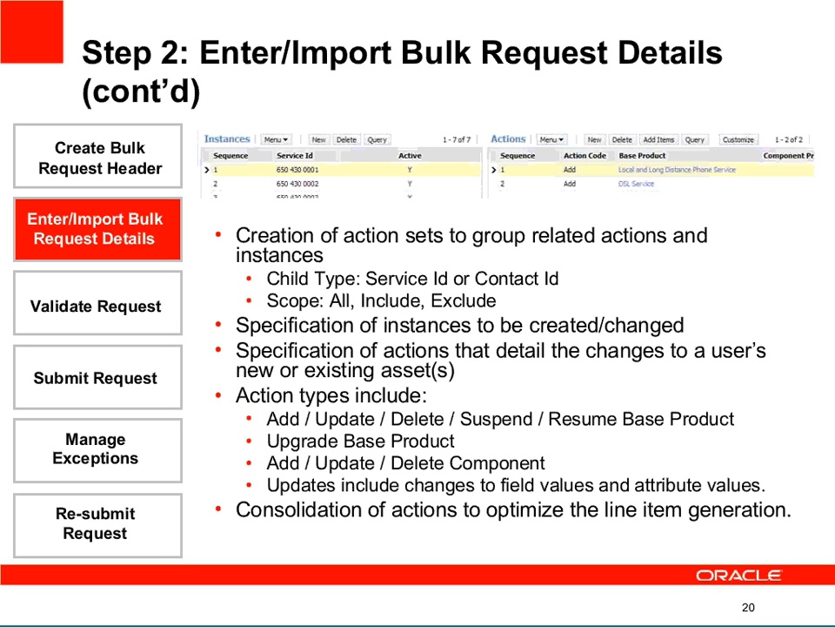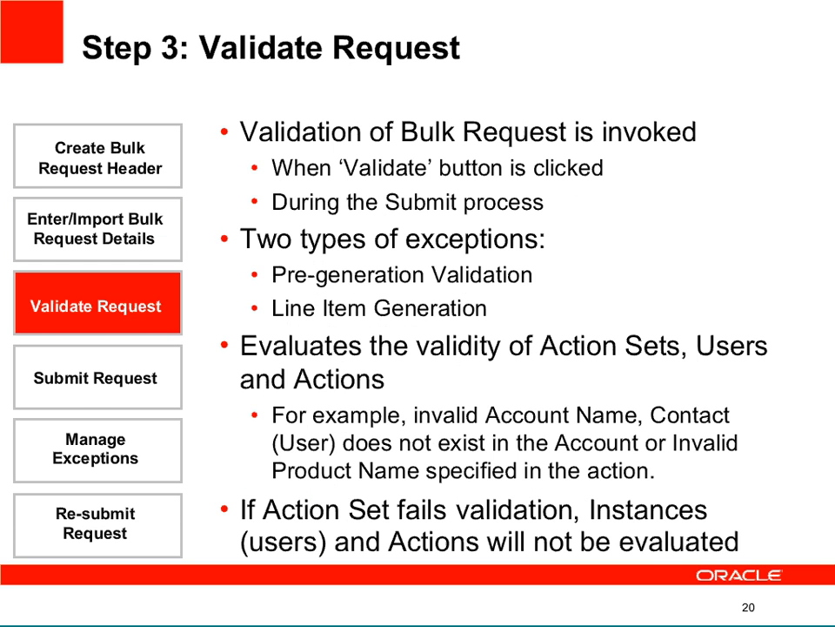Different actions are specified at the action applet. The actions include add, update, delete, resume of base product, upgrade base product, and add, update, or delete a product component. Updates include changes to field values and attribute values as well. The bulk request consolidates the actions to optimize the line item generation. We will look at this in detail during the test cases.